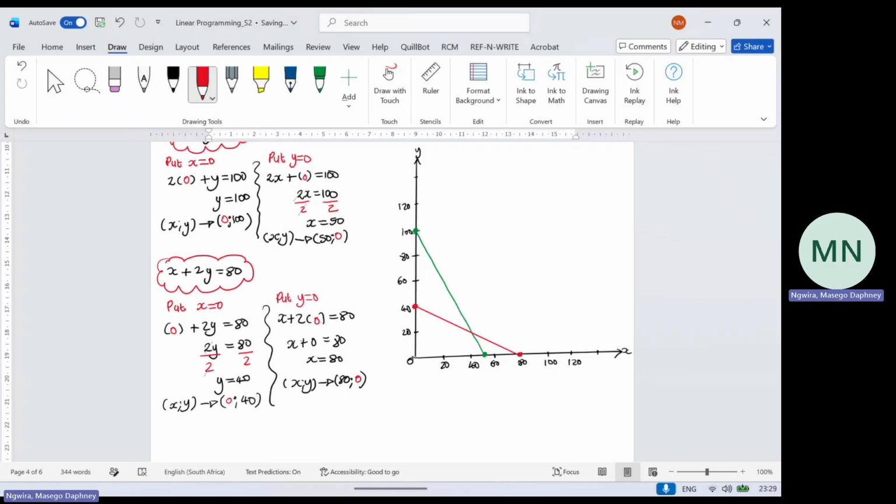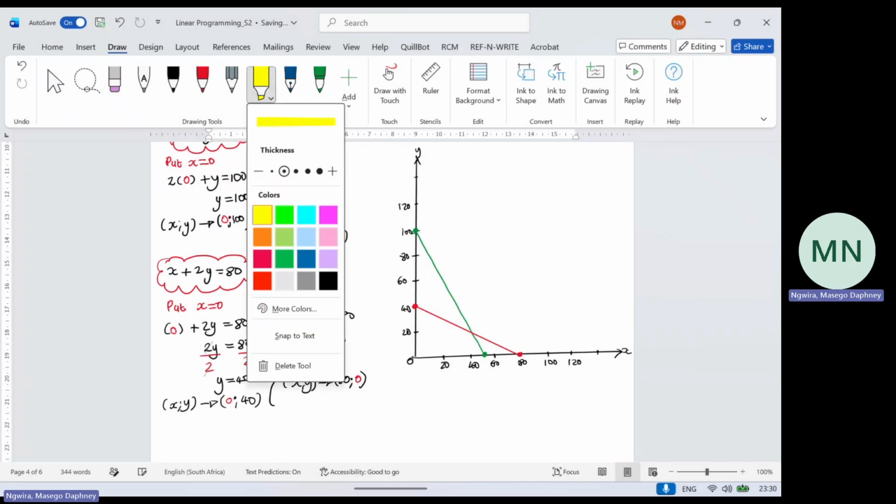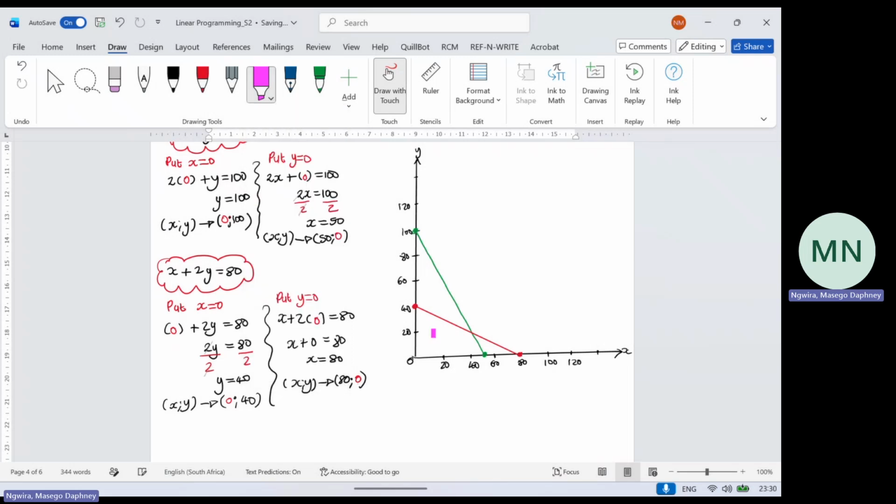Then which one is the feasible region? This part. I mean, but now you know this is a feasible region. 1, 2, 3, 4, where you have your corner points. That's it, done. Now let's shade. Let's try to look for a different color. Okay, let me use pink. All right, so I'm going to use my pink. Okay, let me start to use it here.